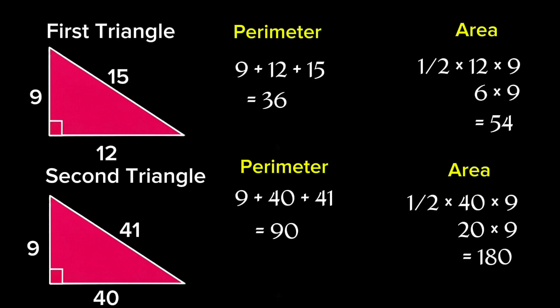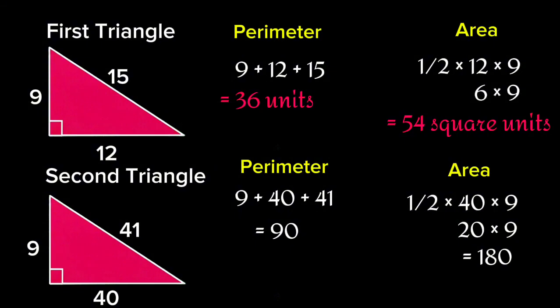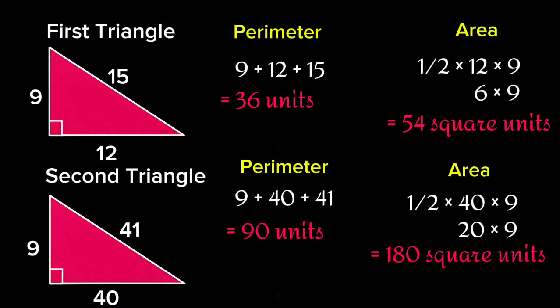And there we have it. By checking every factor pair step by step, we did not simply guess an answer. We completely solved the problem and found every possible right-angled triangle with a vertical side of 9 units and whole number side lengths. So, we have two possible triangles. The first has a perimeter of 36 units and an area of 54 square units. The second has a perimeter of 90 units and an area of 180 square units.